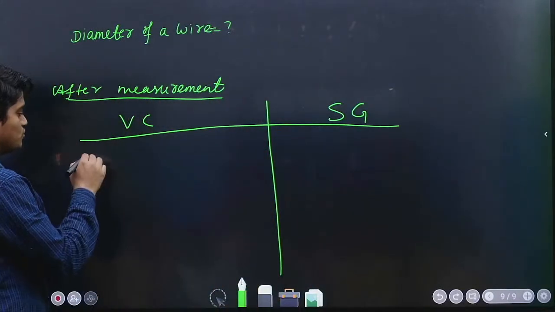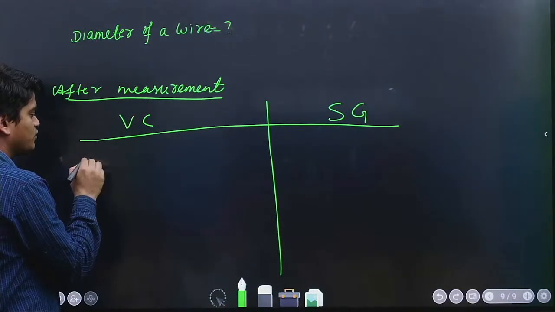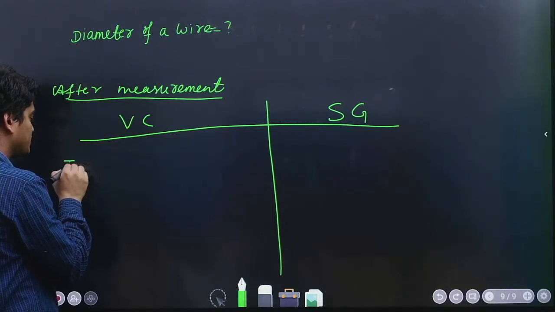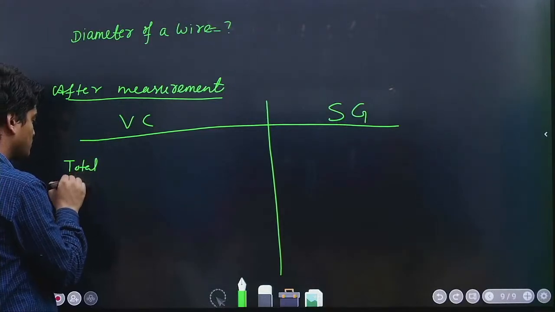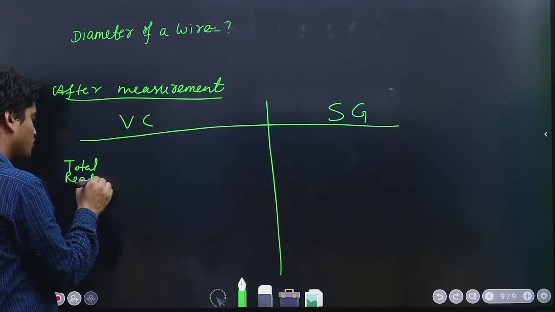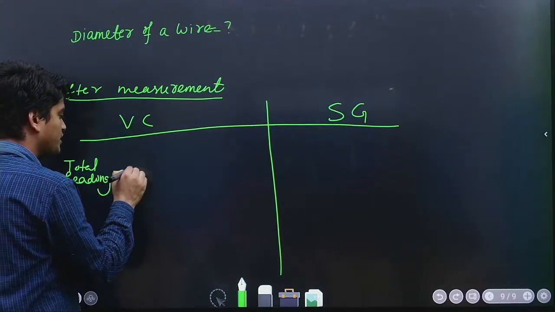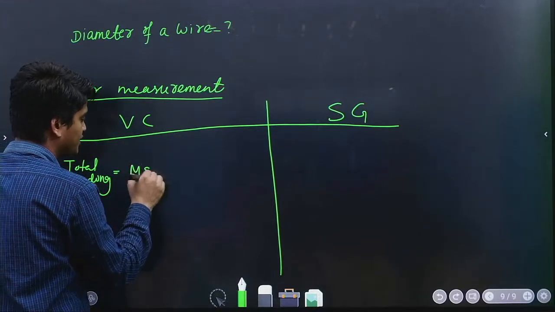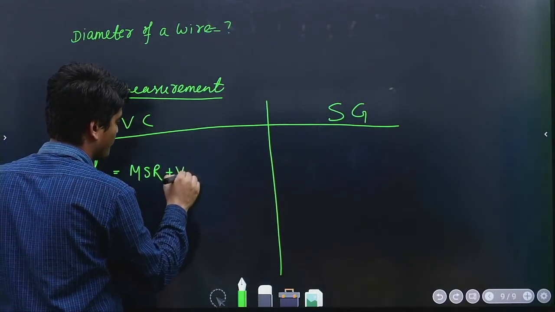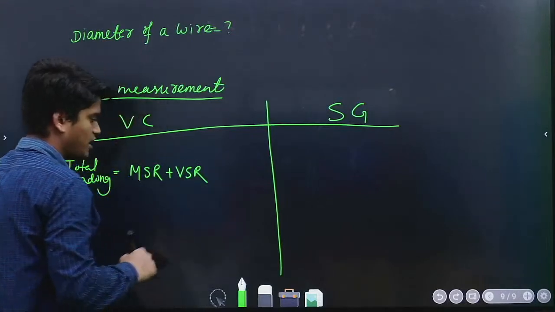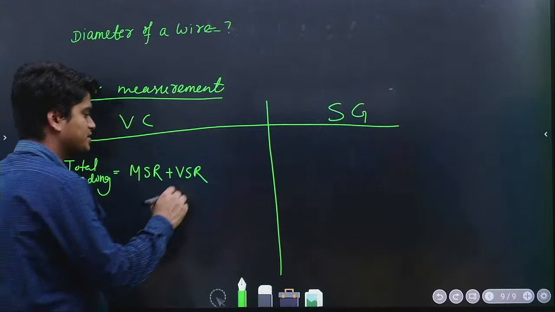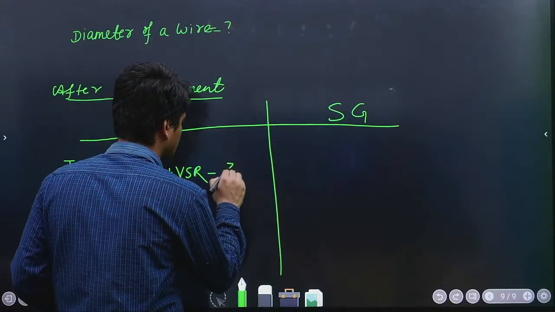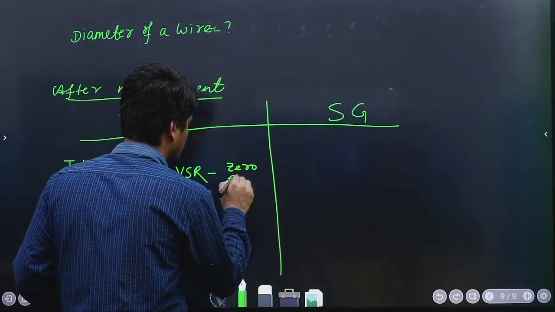Now we need the diameter, or whatever you want to find, the total reading. How do we write the total reading? For the vernier caliper, it is MSR plus VSR minus zero error. MSR means main scale reading, VSR means vernier scale reading.